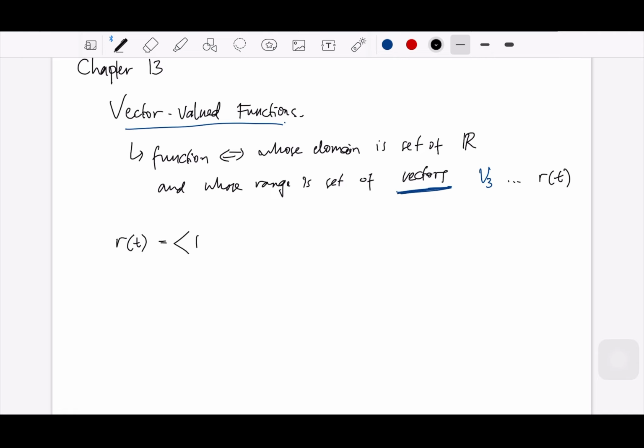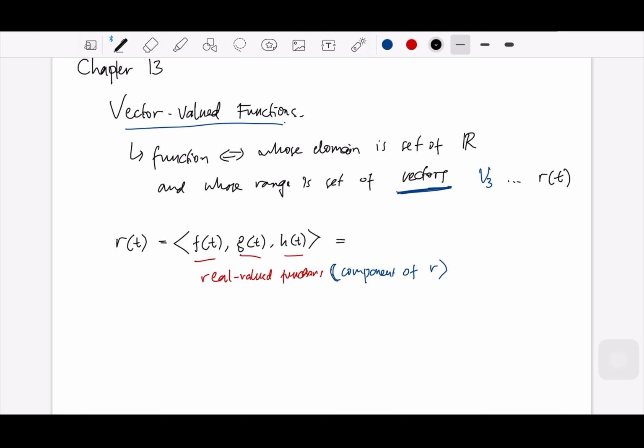We can describe r(t) as a vector, and let's say we have f, g and h. These three, f, g and h, are all components of r. These are real valued functions, or we also call them component functions, or components of r.